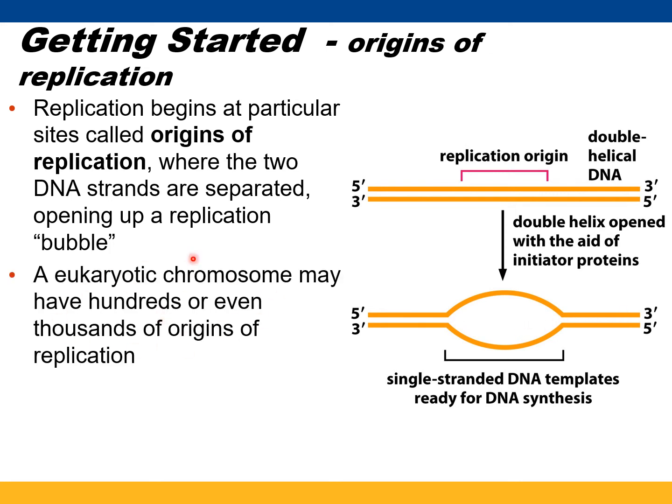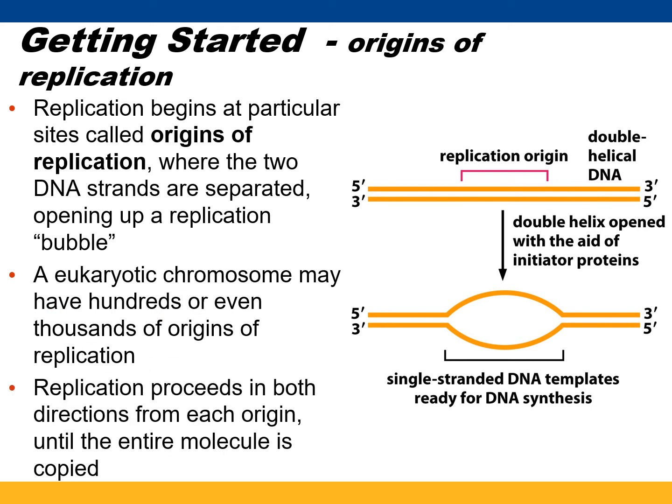So eukaryotic chromosomes have lots of them. Bacteria generally only have one, maybe two. Okay, but in either situation, we're synthesizing away, and then all these replications will merge together once you've completed the DNA replication.